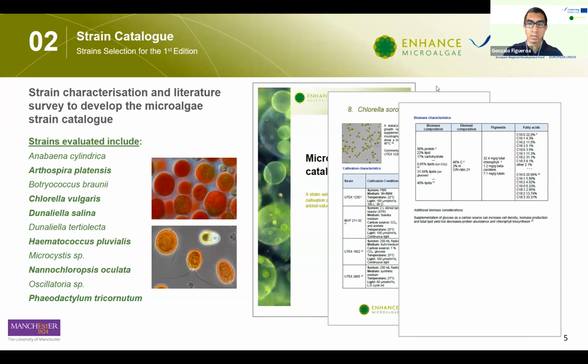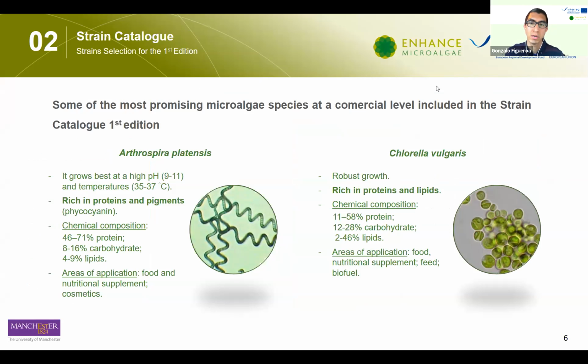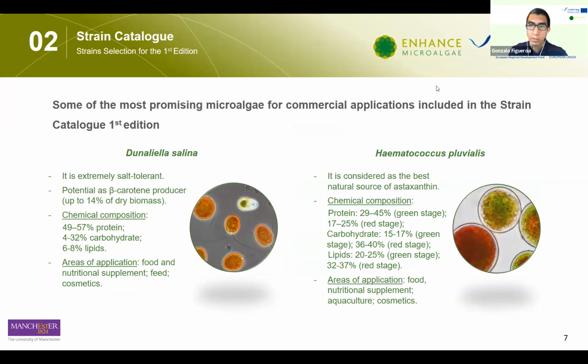Just to name a few, we have included, for example, Arthrospira platensis and Chlorella vulgaris. Arthrospira platensis, which is also previously known as spirulina, is rich in proteins and pigments, and the areas of application are food and nutritional supplement. Chlorella vulgaris is a very robust strain that can grow very easily, and it can grow in mass culture. It has applications also for food, as nutritional supplement, for feed, and for biofuels, because of the high levels of lipids and also carbohydrates. We have also included Dunaliella salina and Haematococcus pluvialis.